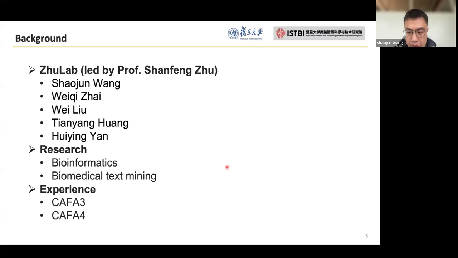We are PhD students from the Institute of Intelligence Science and Technology at Fudan University, supervised by Professor Shanfeng Zhu. Our research interests mainly focus on bioinformatics and biomedical text mining. Prior to CAFA 5, our lab also participated in CAFA 3 and CAFA 4, which were also very helpful for improving the predictive performance of our competition. Our model for this competition is also based on our previous work.